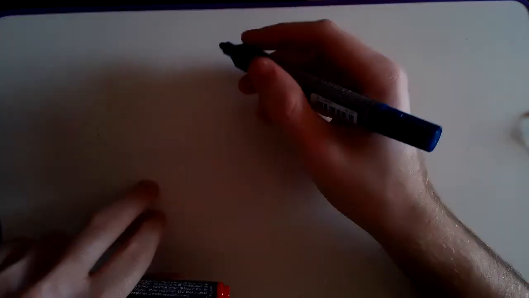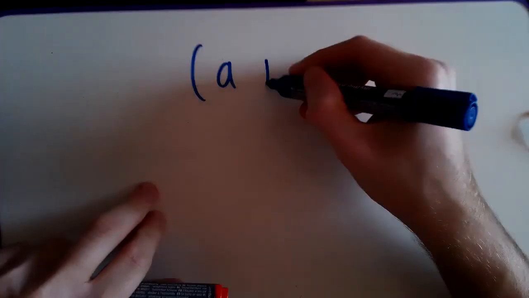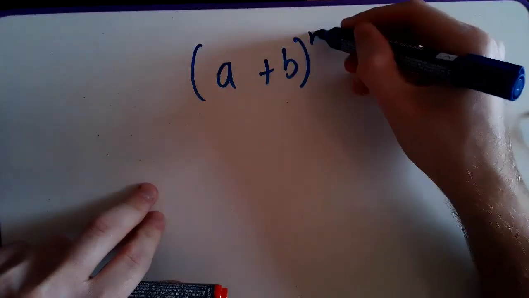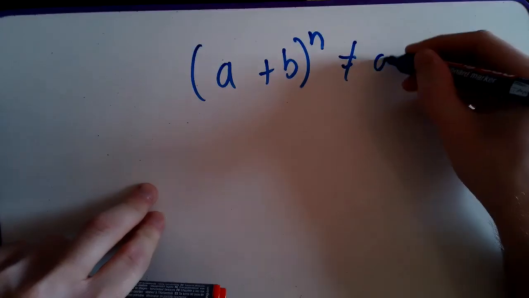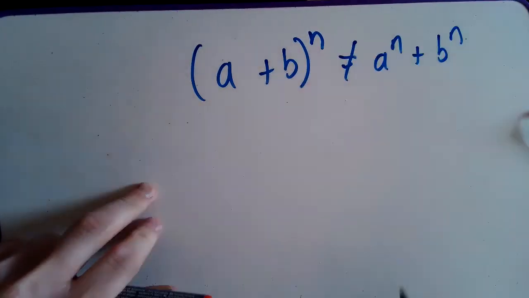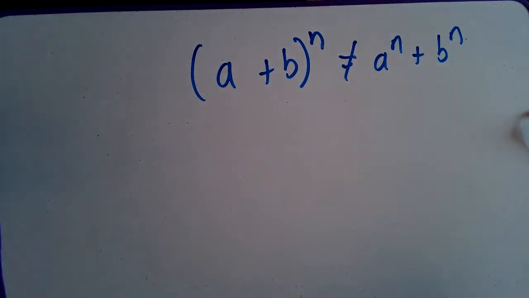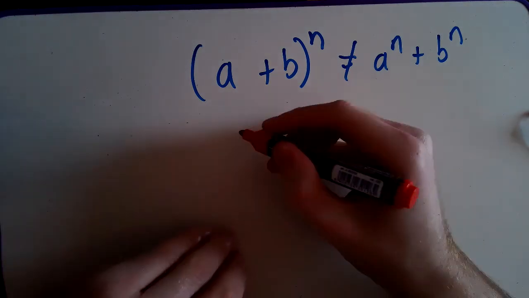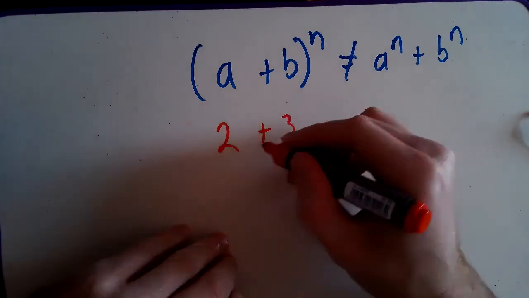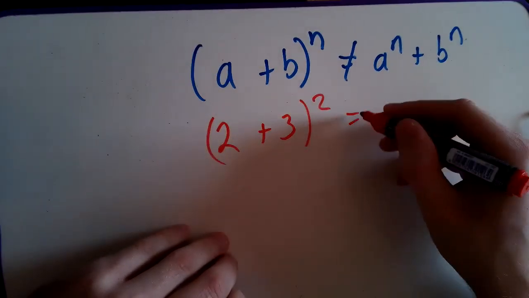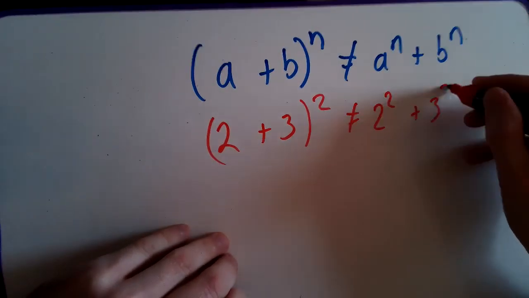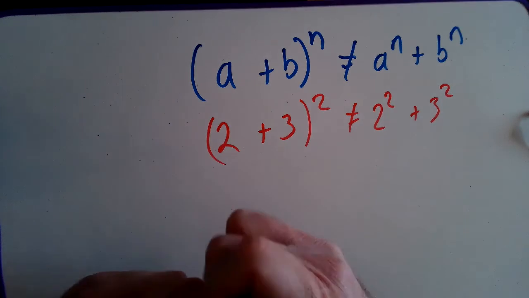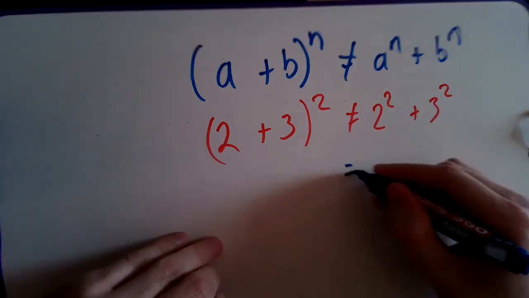But if they don't have the same power, then I can't do anything. Okay, and the last one of the powers is the famous one, something like this: a plus b to the power n doesn't equal a to the n plus b to the n. That's a big mistake at C. So 2 plus 3 squared doesn't equal 2 squared plus 3 squared.